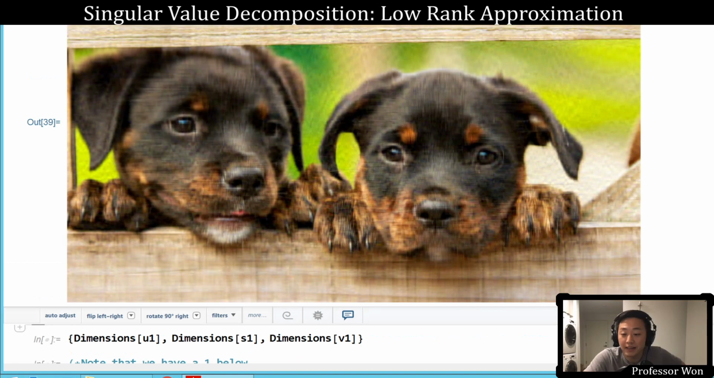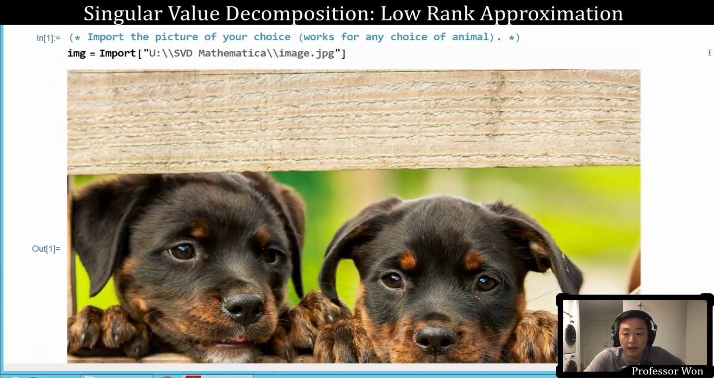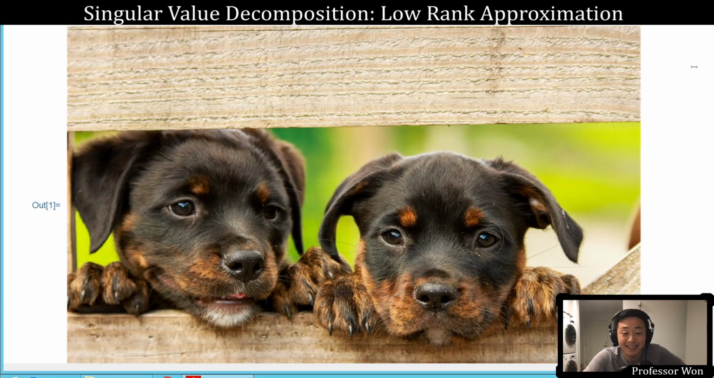Okay, so I think that this is pretty cool. I'll leave the notebook file on Canvas, so you can play around with it if you want. But it's just a way that you can literally see what a good low rank approximation to a matrix really means.